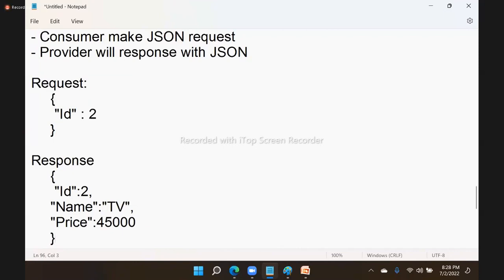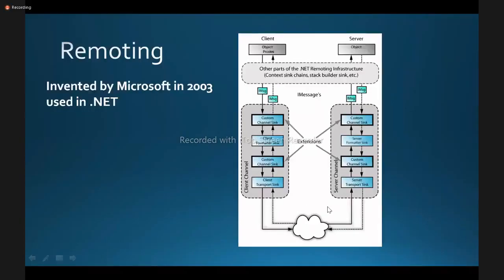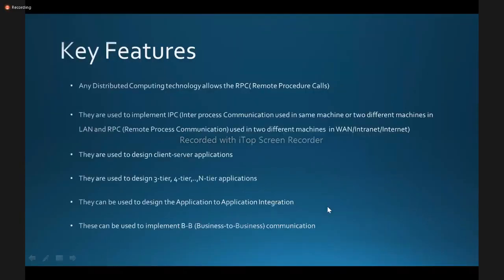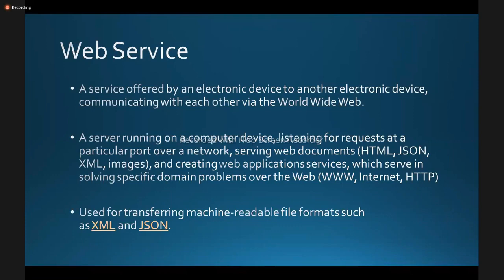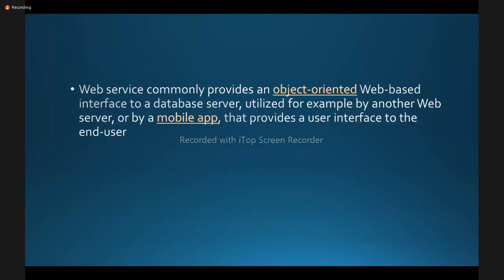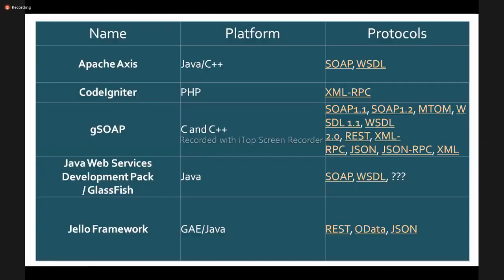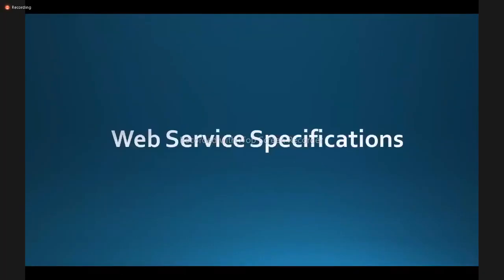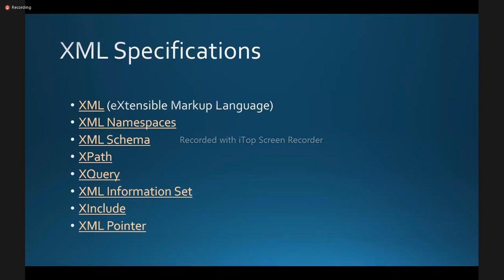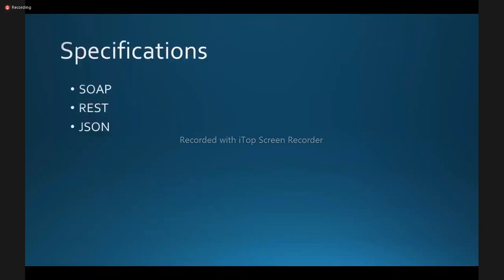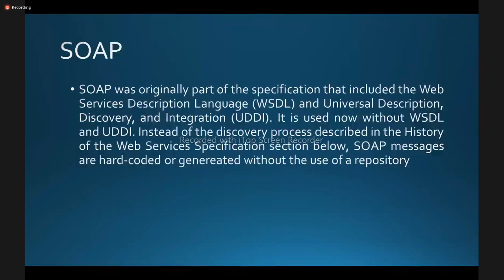So we have SOAP, we have REST, and we have JSON. These are the web service specifications. So you see, these are not all required for you. These are the specifications: SOAP, REST, and JSON. In SOAP, service oriented architecture protocol, it uses languages like WSDL, UDDI.